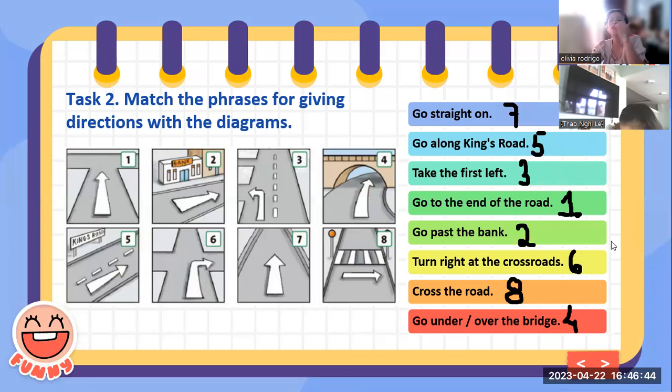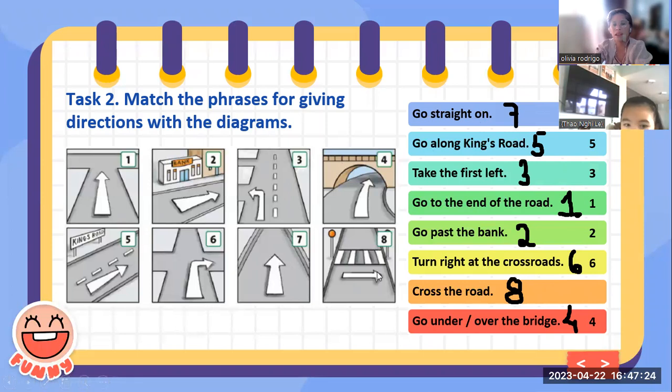Okay, go straight on. Number one, very good. Two, wow, very good. Three, take the first left. Four, go under the bridge. Next, go along King's Road. Next, turn right at the crossroads, right? Next, go straight on. Number seven, arrow. Very good. And eight, cross the road.